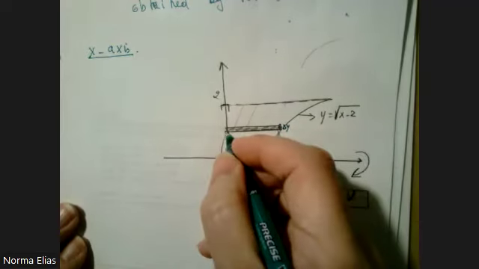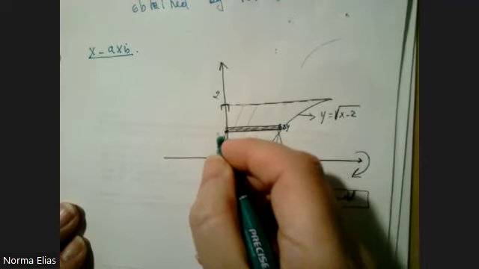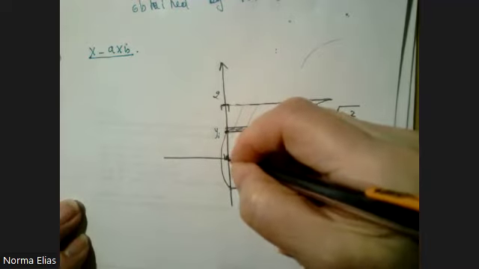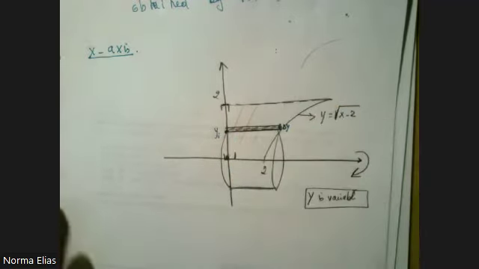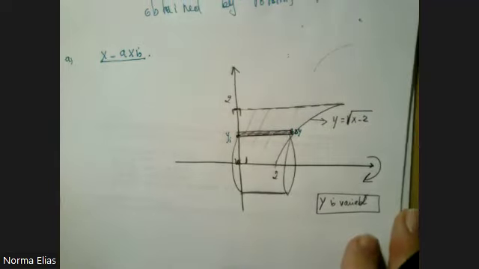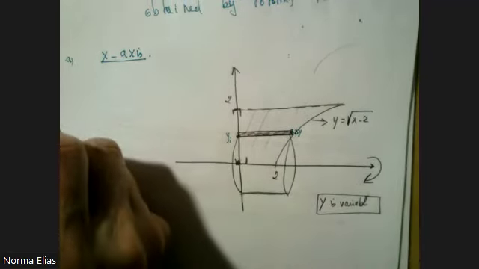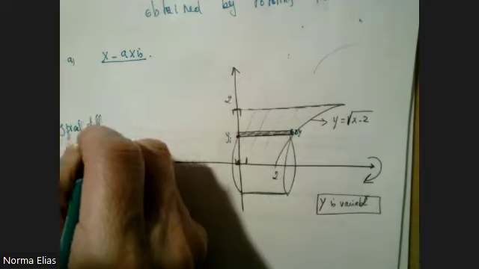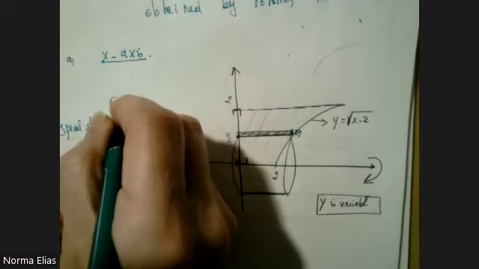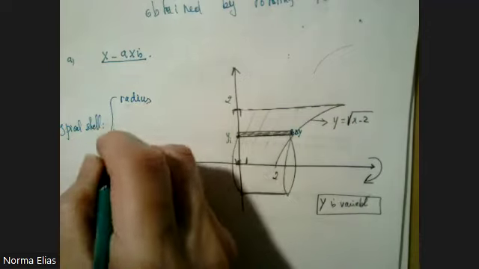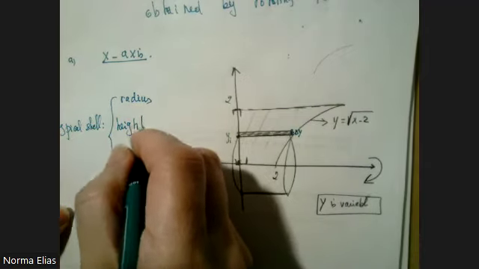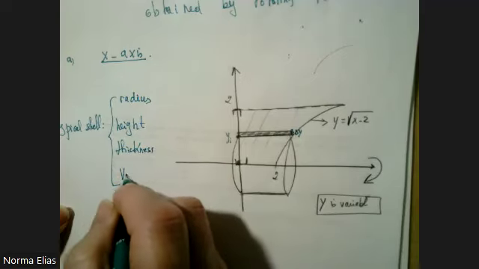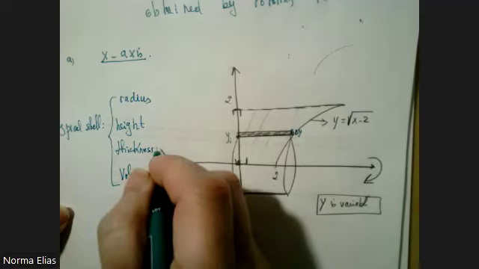But my picture is incomplete till I give you a number here, which is my yi. Remember, the yi is from here to here. That's my yi. This is my shell. And now I want to find everything about the shell. I need the radius. I need the height. I need the thickness. And finally, the volume, which is easy once we figure out all the little ideas.